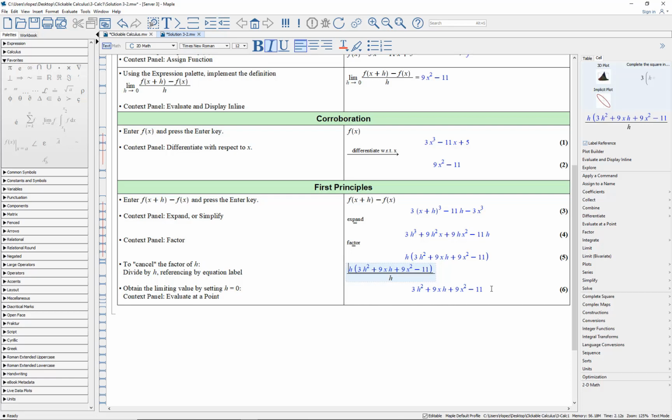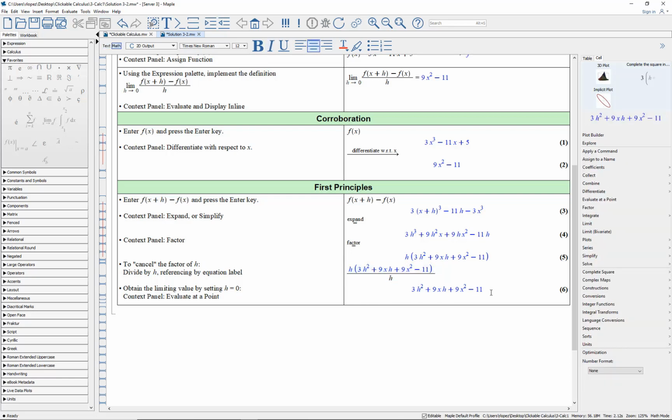This is the result. Now, if you're working with a pencil and paper and you've gotten this far, how do you get the limit? Well, what do you try first? You try letting h be 0. If nothing bad happens, then that's the limit.